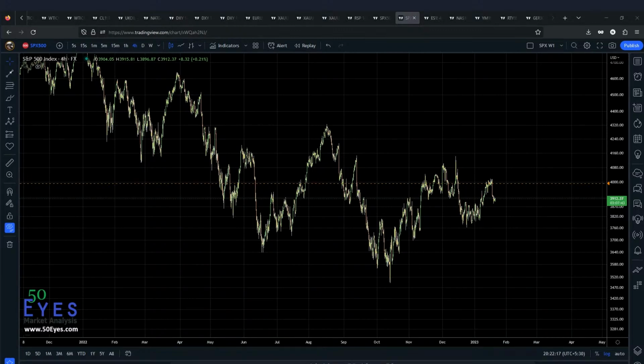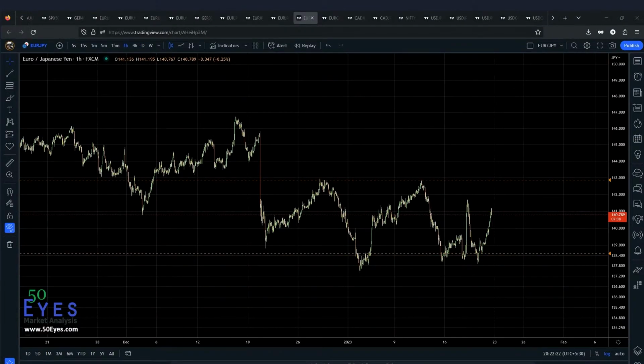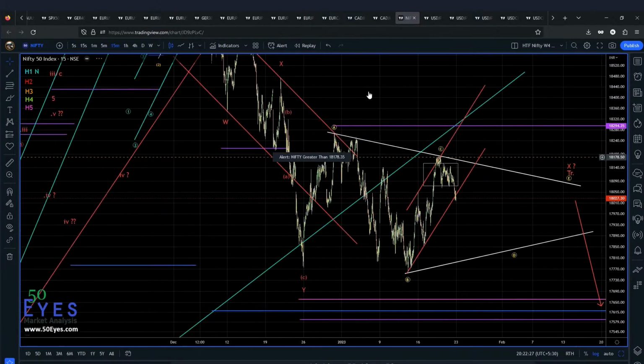Heading back to our discussions, now let's quickly head over to the chart of Nifty without any further waste of time. There it is. Nifty 50.